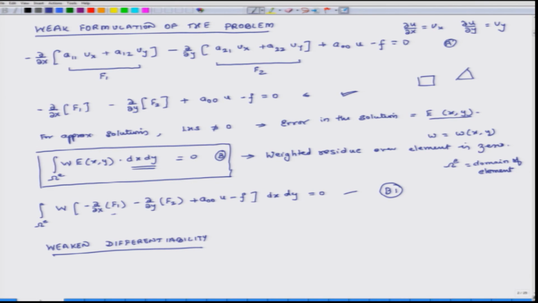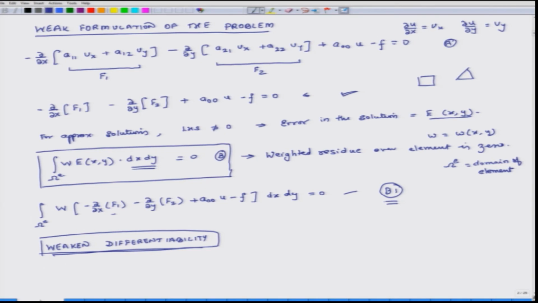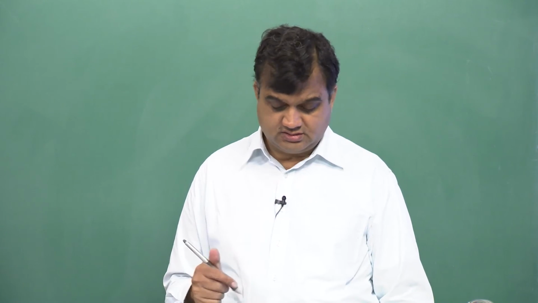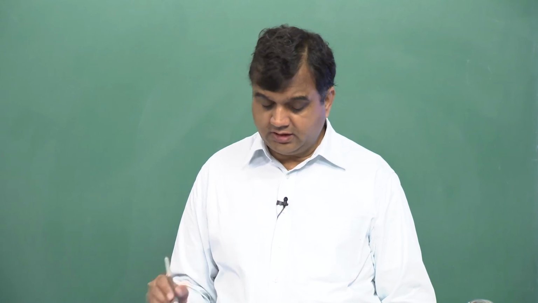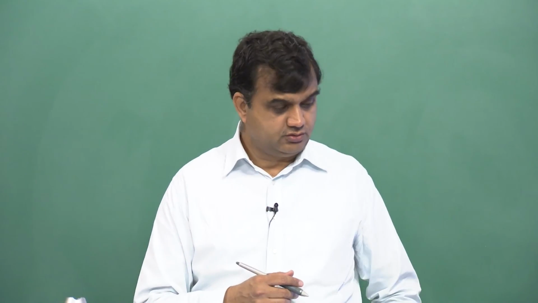So, in that context we will start developing an approach where we develop a weak form of equation B1, and in that case the differentiability requirement on u, which right now as per equation B1 is 2, will go down to 1. That is what we will do in the next class. We will continue this discussion in the next class, and we look forward to seeing you tomorrow. Thank you.